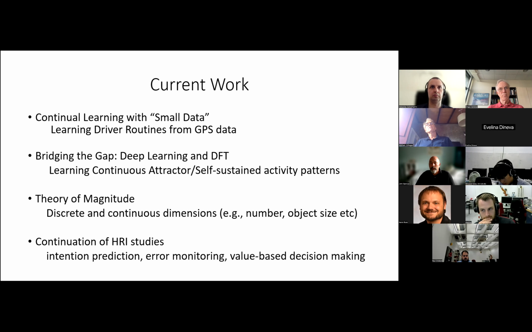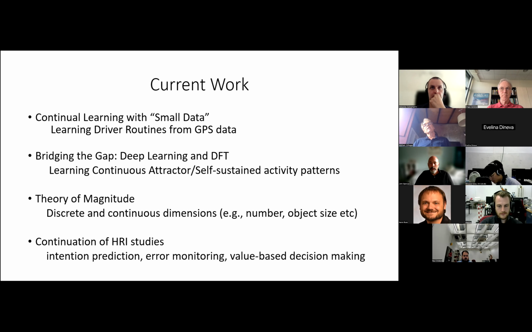The second thing we are doing is bridging the gap between deep learning and DFT: learning the continuous attractor or self-sustained activity patterns from real data. Because we don't need this perfect symmetry in our model, we can try to learn from data a somewhat noisy interaction kernel which still does a good job. If you assume perfect symmetry and learn it from data, with more examples from the left than from the right, you immediately have a bias. It will not be a symmetry, and it will not work.